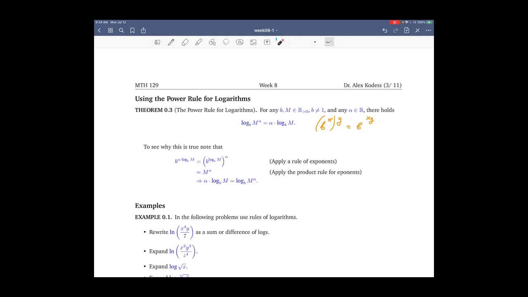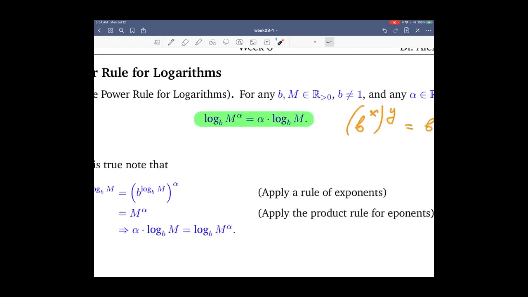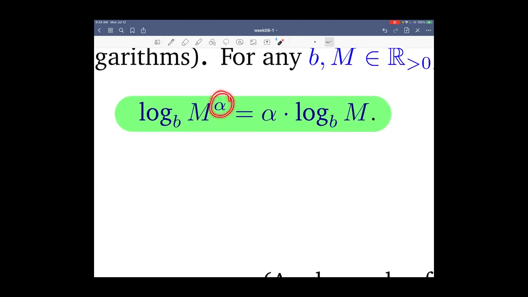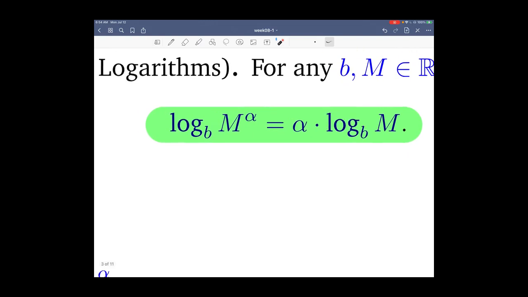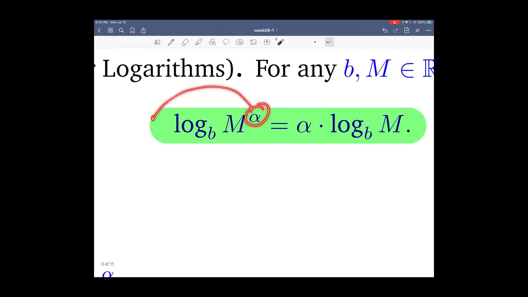So what does the rule say? Whenever you need to take log of a power, the exponent may come down.